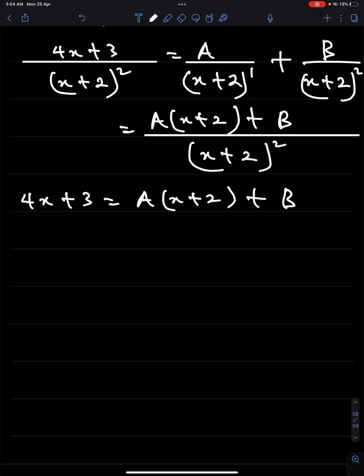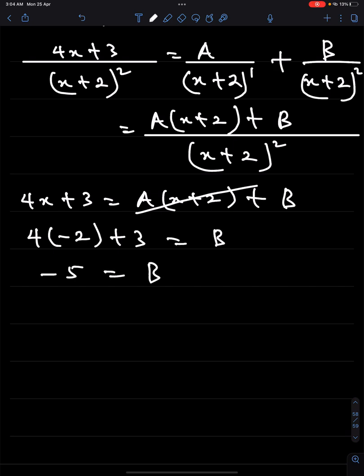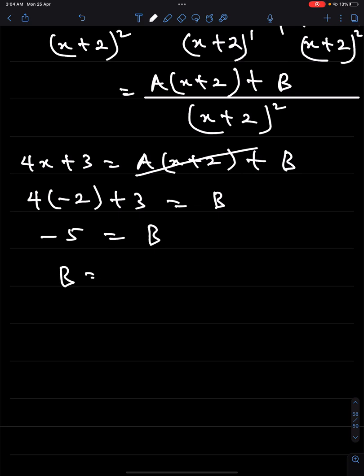Now if I put x equals minus 2, this will be 0 and I'll be left with b. That means 4 times minus 2 plus 3 equals b, which means minus 8 plus 3, that's minus 5, equals b. And that simply means b equals minus 5.